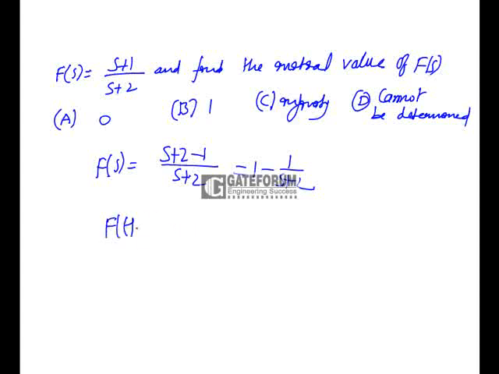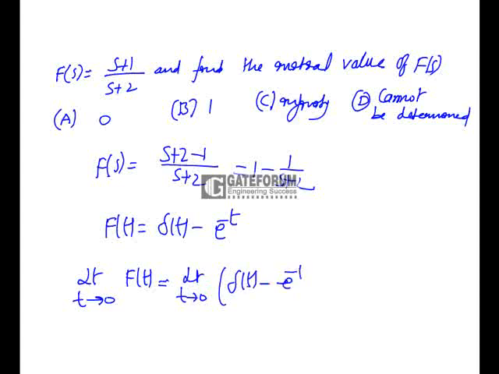Now what is f of t? f of t is equal to delta of t minus e power minus t. To find the initial value of f, that means limit t tends to 0 of f of t, which is limit t tends to 0 of delta of t minus e power minus t. When you go through the initial value theorem derivation, the initial value theorem is not valid for impulse functions. Here f of t contains impulse functions. Since the initial value theorem is not valid for impulse functions, the initial value cannot be determined.